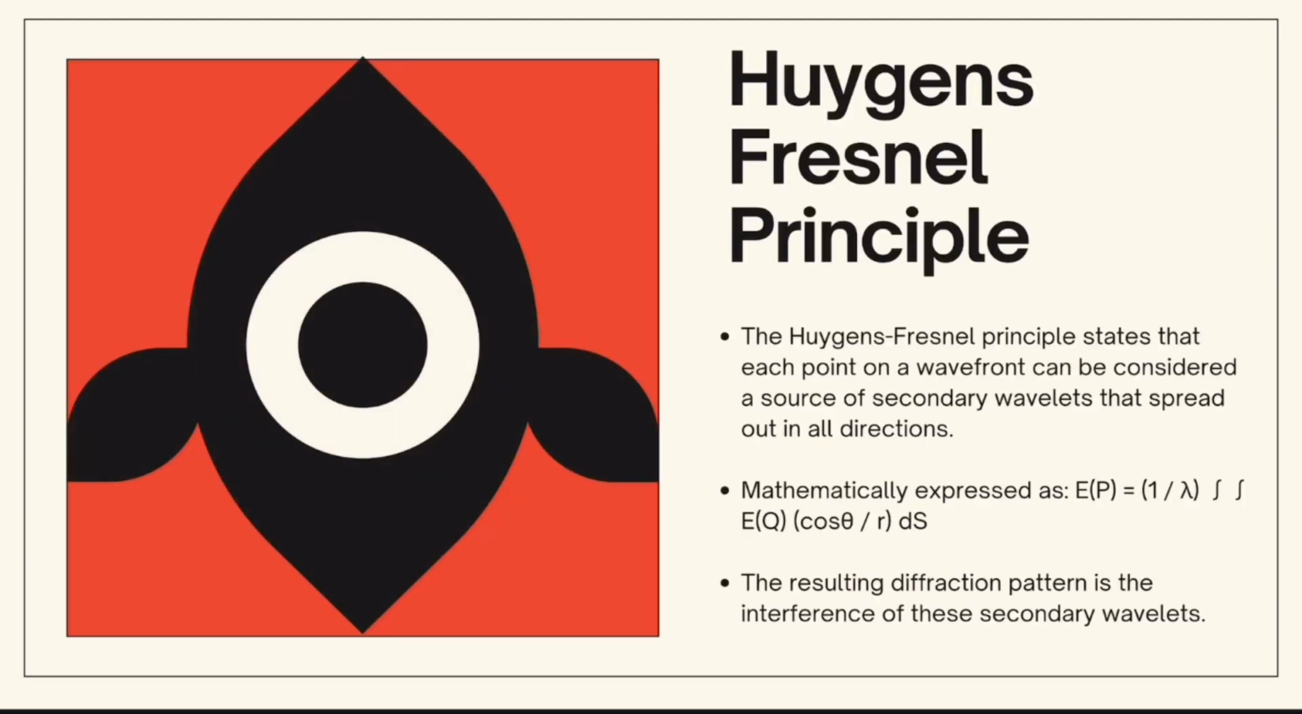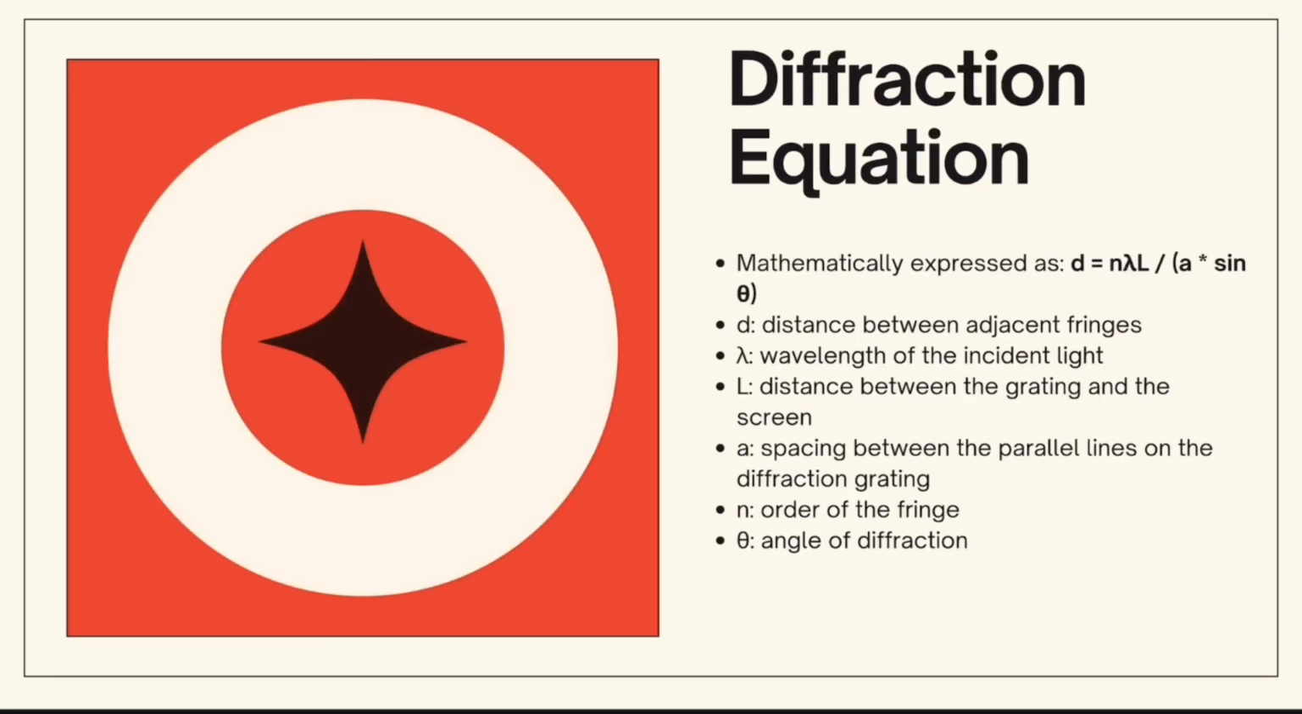Huygens-Fresnel principle. The Huygens-Fresnel principle states that each point on a wavefront can be considered a source of secondary wavelets that spread out in all directions. Now we have the equation: D equals N times lambda times L divided by A sin theta.